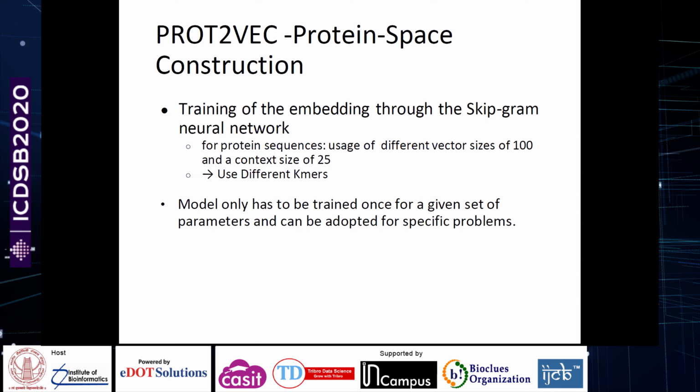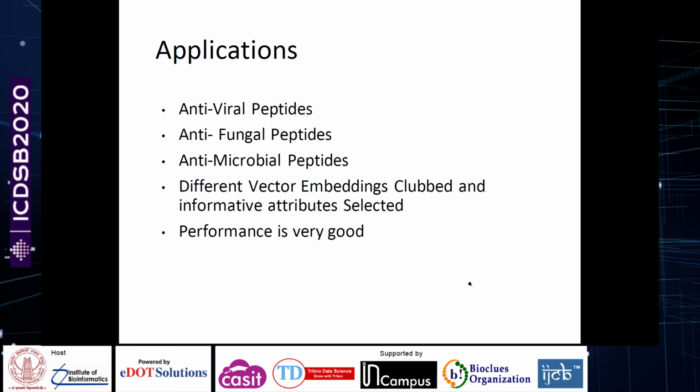These embedding vectors of different context sizes as well as k-mers and embedding vector sizes can now be used as attributes in different classifiers, and then you can use this for any particular function annotation problem. We have recently used this methodology for antiviral, antifungal and antimicrobial peptides, and then clubbed these embedding vectors at different sizes using our evolutionary algorithm methodologies and selected informative attributes. The performance is found to be very good.